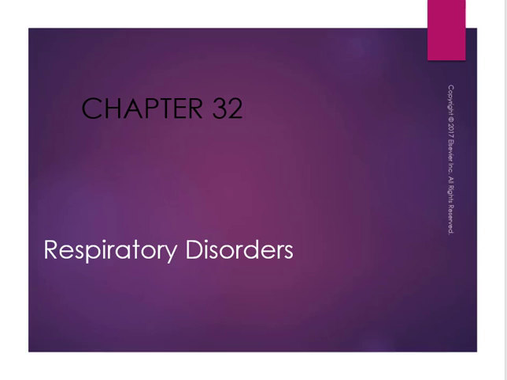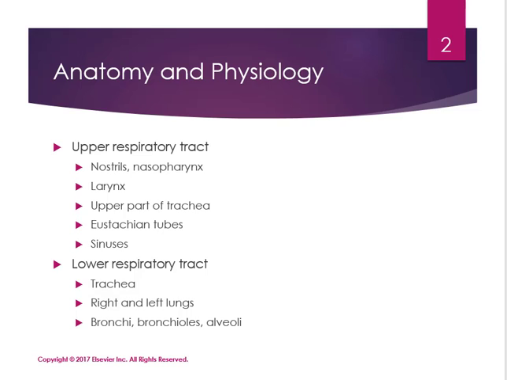Hi everyone, we're going to talk about respiratory disorders in Chapter 32. Let's briefly go over a little bit of things that we know already. For the anatomy and physiology of the upper respiratory tract, it's comprised of the nasopharynx, the nostrils, the larynx, upper part of the trachea, eustachian tubes, and the sinuses. The lower respiratory tract includes the trachea, the right and left lungs, the bronchioles, alveoli, and the bronchi.